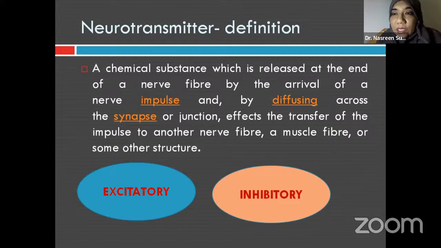Now there are usually two different kinds of neurotransmitters: excitatory and inhibitory. Excitatory means what? Excitatory, which are going to stimulate your brain.